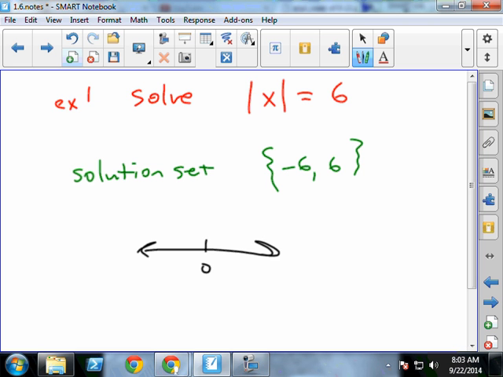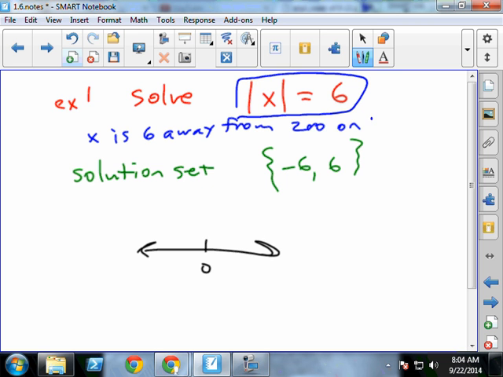We need an interpreter. This statement right here really says something, and you might say, well, yeah, it says the absolute value of x is 6. No, it doesn't. It says x is 6 away from 0 on the number line. Well, what's that mean? It means 0's here. If we go 6 units this way, that's where x is. If we go 6 units this way, that's where x is. And that's really how we get the solutions to these. Does that make a little bit of sense?